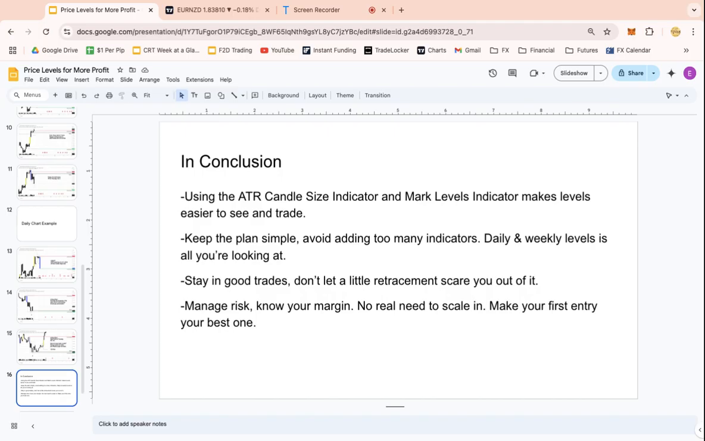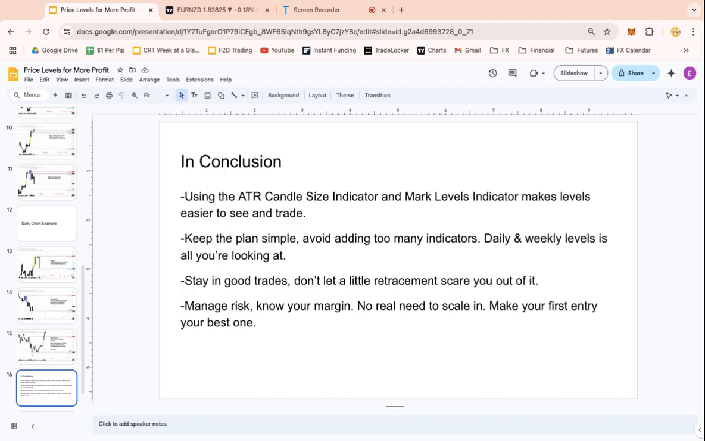But remember always, the higher the time frame, the longer the trade is going to take to play out. That's why I prefer 4-hour ranges or daily ranges. Weekly ranges, I'm not a swing trader, so I don't really have the patience for a weekly or a monthly range. Okay. And that's that. So, but daily, weekly, or monthly levels are all you're looking at.